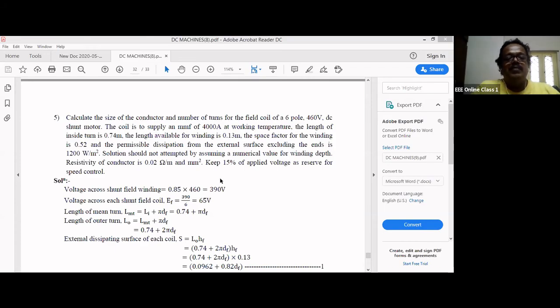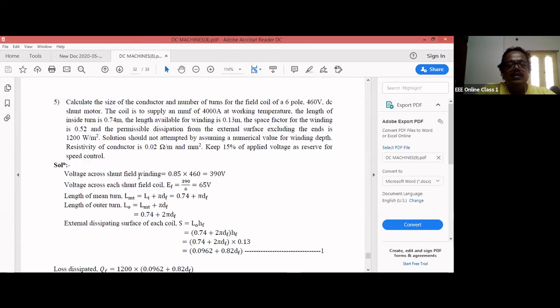This is the problem. In this problem, we have to find the size of the conductor, nothing but you have to find out the area, and you have to find out the number of turns, nothing but your TF. And one condition is given in the problem: you have to try to solve the problem without making an assumption of the winding depth. Winding depth means nothing but your DF. So you should not assume DF. Try to calculate DF. And let us try to calculate AF or DF. Okay, let us solve the problem now.